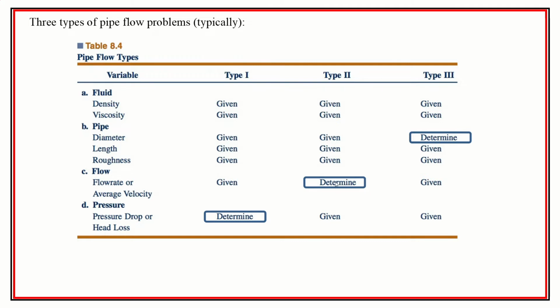The easiest thing I can think of to do is to create a spreadsheet where we do an analysis and then we work backwards to find out what the flow is going to be from those given conditions. The third type is more of a design problem, because what we need to determine is what the diameter of the pipe is to achieve a given flow situation.